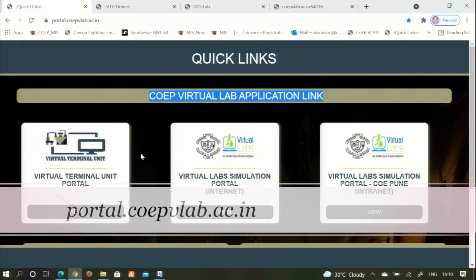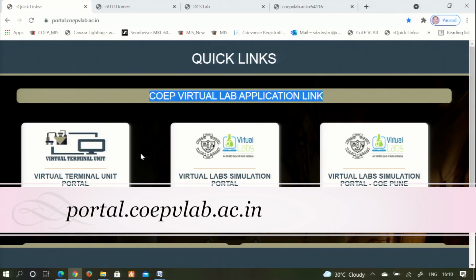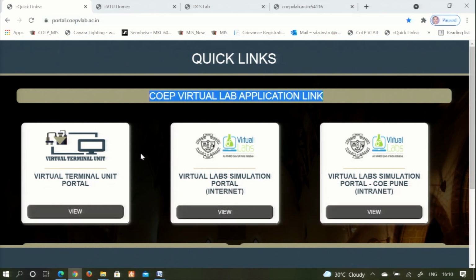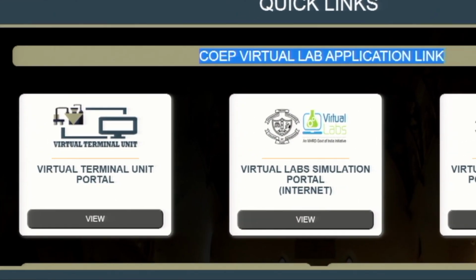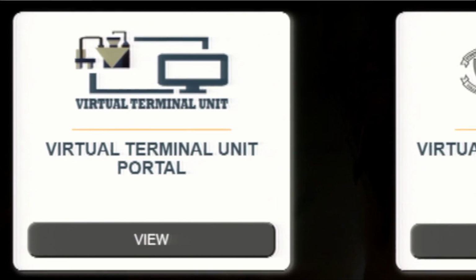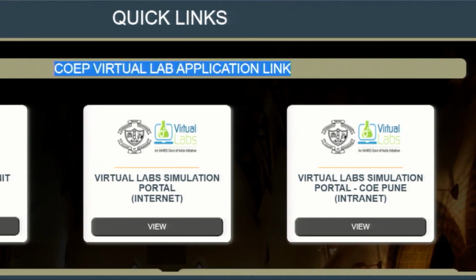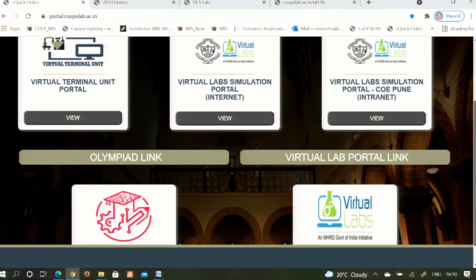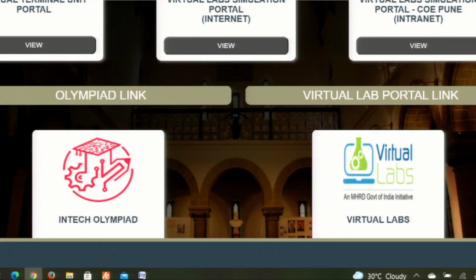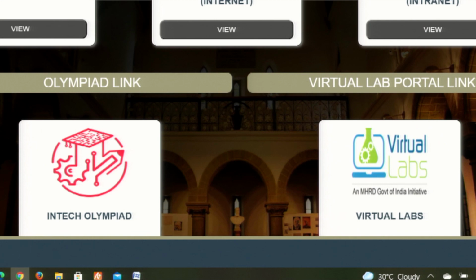If you go to portal.coepvlab.ac.in, which is the name of the portal from where you can operate the plant, you will find that there are various options available to you, like virtual terminal unit, virtual labs, simulator, intranet and internet, and then other things like Intake Olympiad and virtual labs.